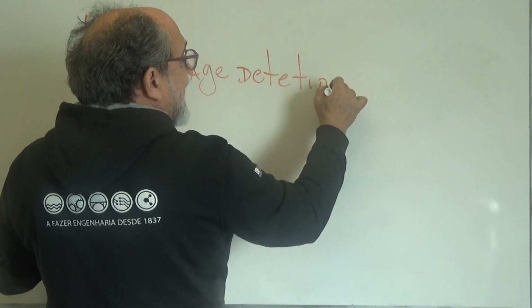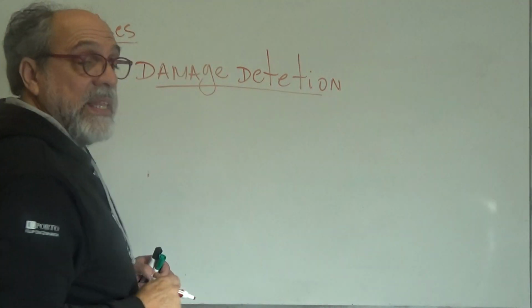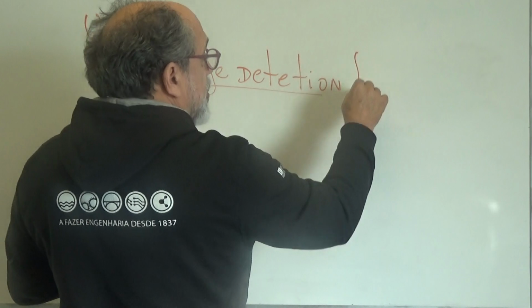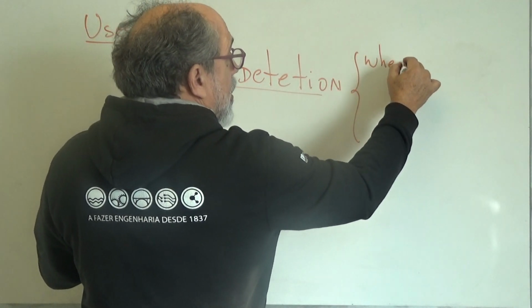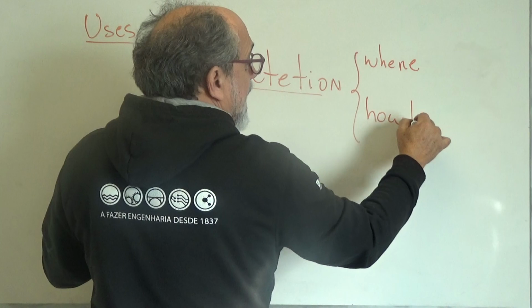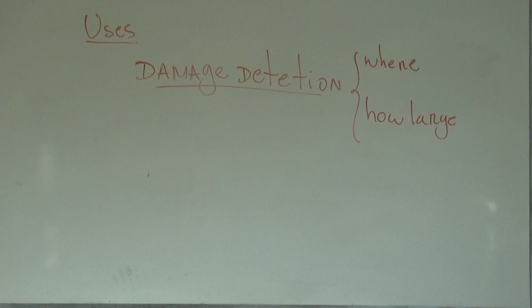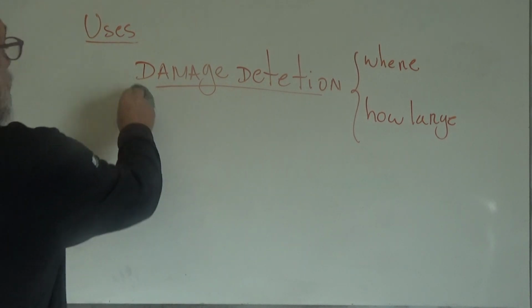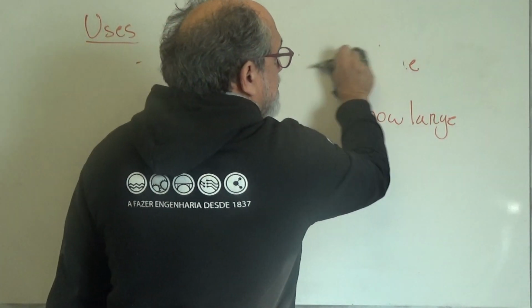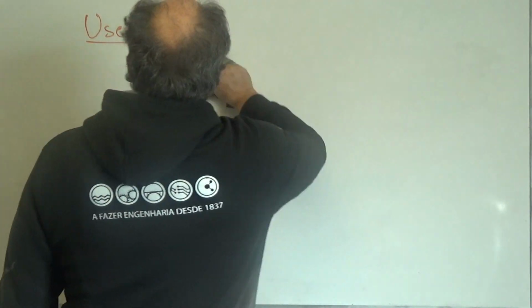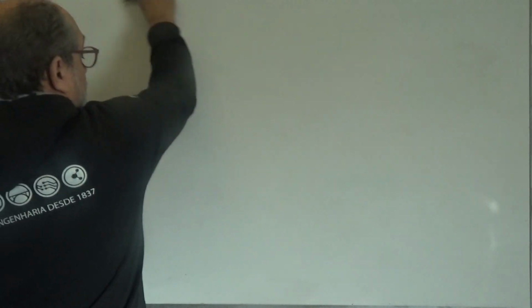And so if we detect damage from identification, we may want to ask questions such as where, or how large, and so on, right? Let me see if those things are being visible. Yeah. So we might ask questions like where or how large, and so on. So these are all questions that we can get some help from the system ID. We can, in addition to that, use identification for something that is quite important, which is model updating, right?